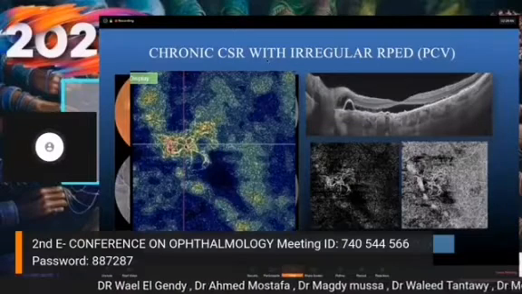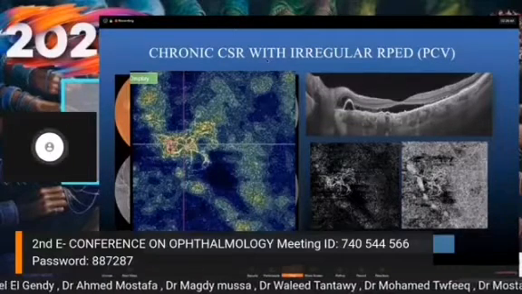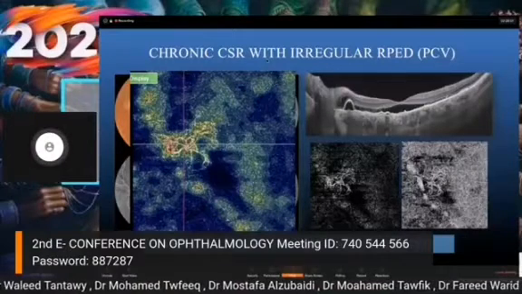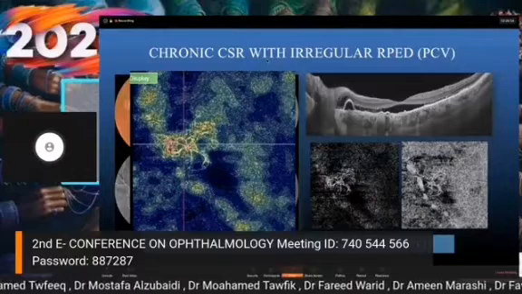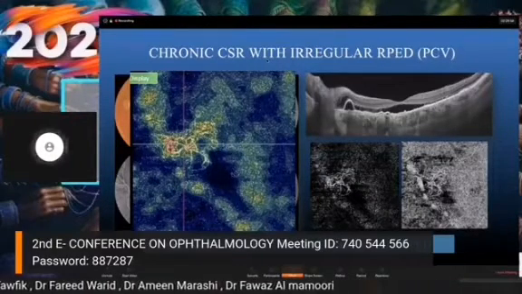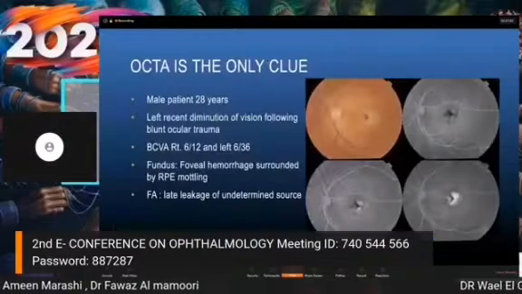So sometimes when you face a CSC with recent diminution of vision, and you look at the fundus and you say, we cannot tell if the fluid is the cause or not, do OCTA, because some of these patients might benefit from intravitreal injection of anti-VEGF to regain the vision.